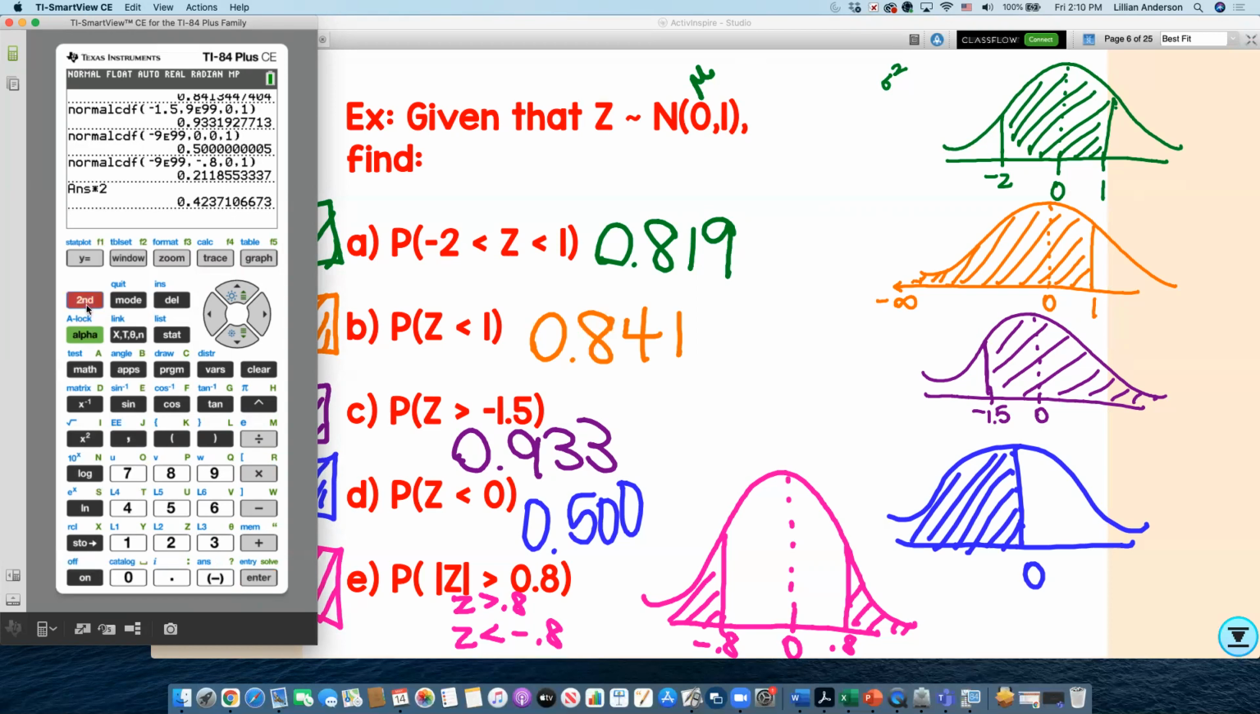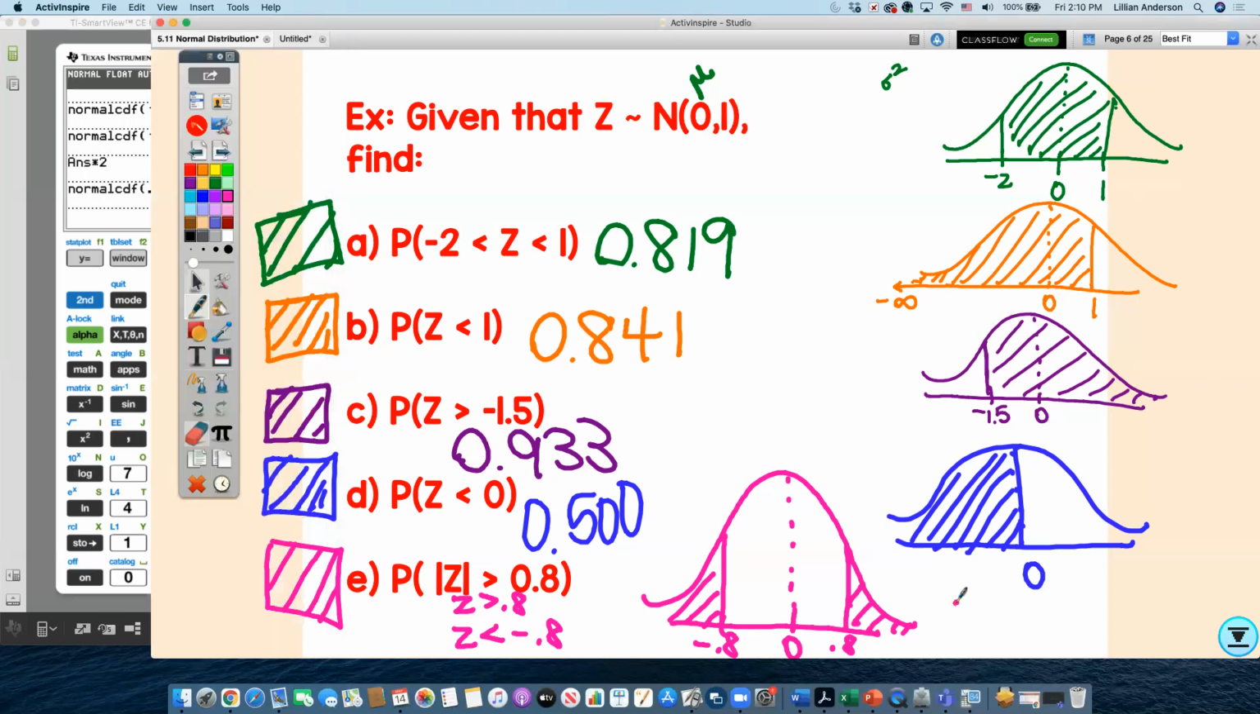If you don't trust it, you can always do the normal distribution using 0.8 as your lower and then positive infinity as your upper, and you'll see you'll get the same value that you got when you did negative 0.8. So my answer is going to be 0.424.